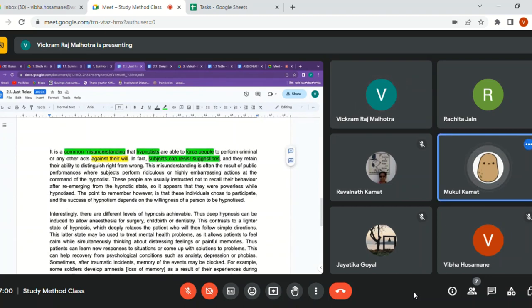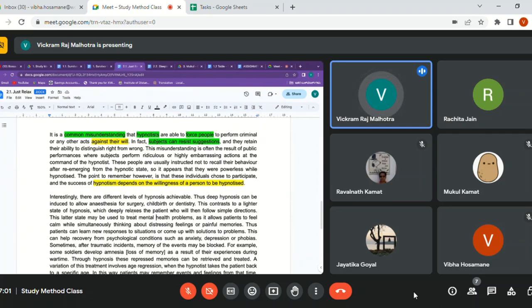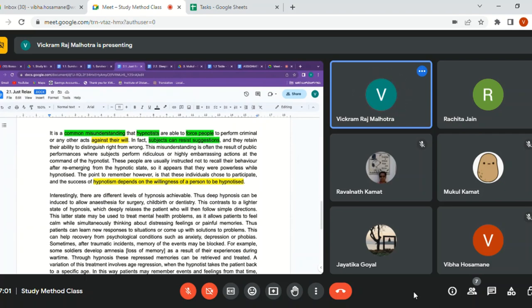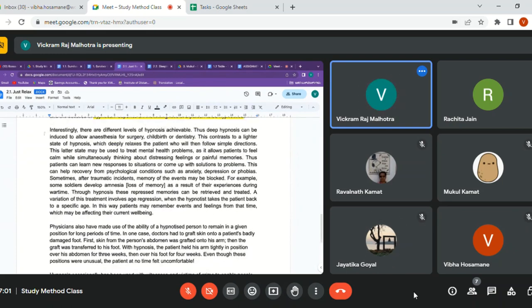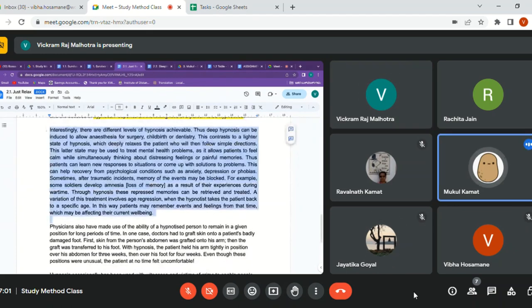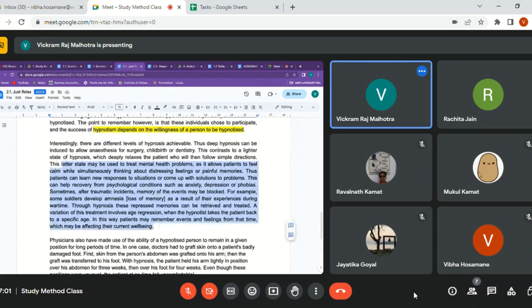The last line, depends on willingness. Yes, hypnotism depends on the willingness of the person to be hypnotized. Okay, I'll put it in yellow because that theme is already put up above. Okay, so it's just a repetition of the same idea. All right, now it is Mukul's turn, am I right? Yes, sir. We have one, two paragraphs. All right, please proceed.